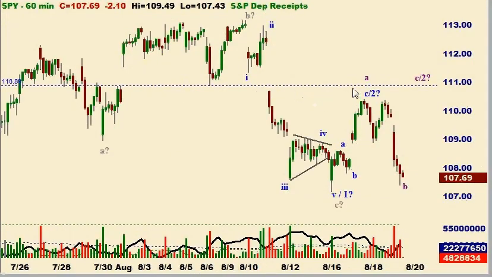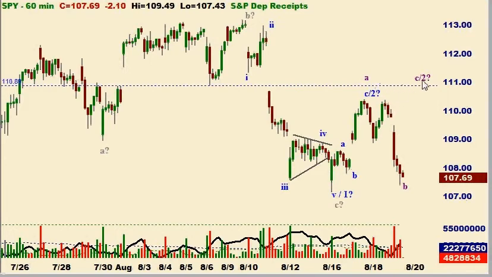Anyway, here's the spiders, and a little more detail on the count, and also various alternate counts. Again, this is a possible ABC down here. We still haven't made a new low. I think I favor that a little less at this point because of the volume on this decline. But the other scenario is that we have still an ongoing corrective rally.